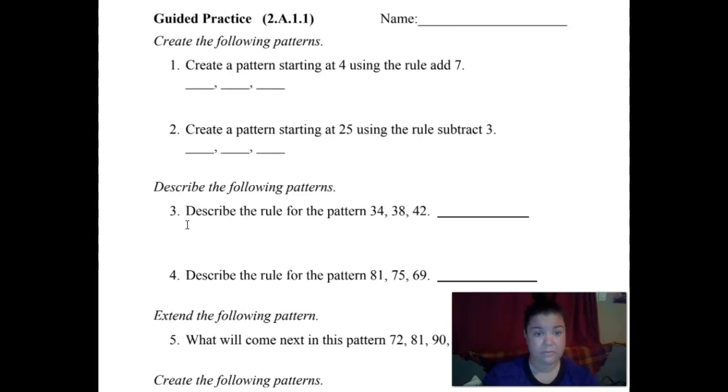Okay. How about this? Create a pattern starting at 4 using the rule add 7. So you're going to start at 4, and the rule is to add 7. So you're going to go get your whiteboard. So pause the video if you need to, if you forgot your whiteboard today.